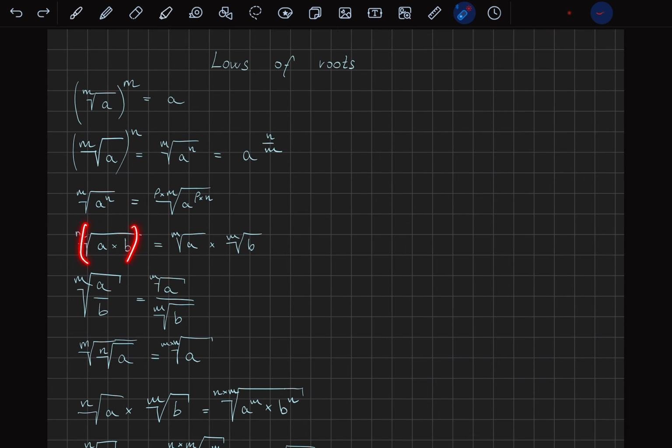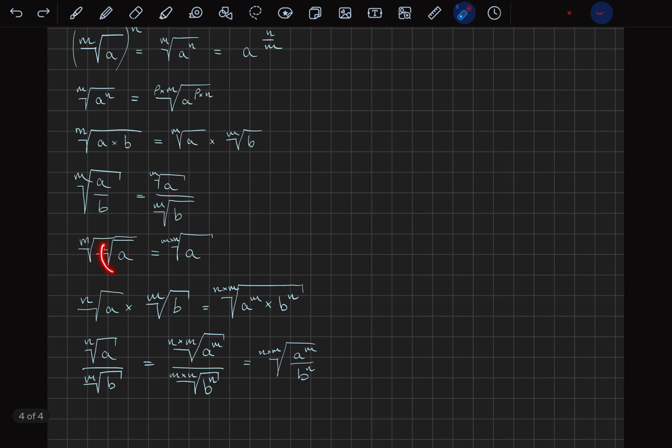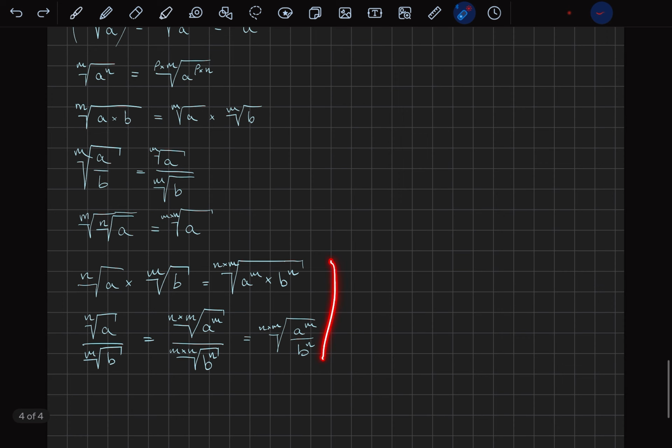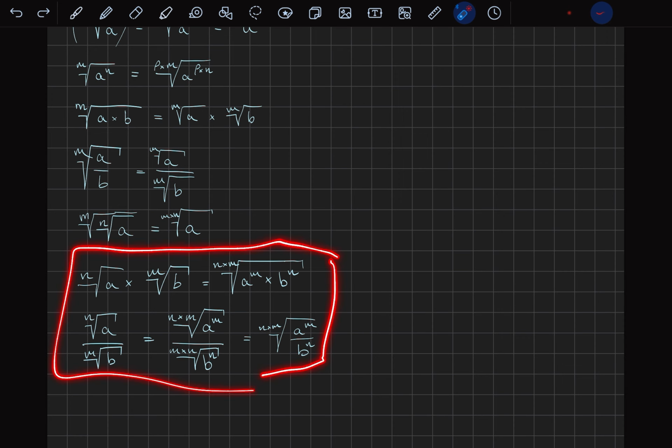Okay, it's like I have this 1 over m. I raise this a times b to the power 1 over m. It's the same. I raise a fraction to 1 over m. It's the same. I raise something to a power, a further power, it's the same. Just the powers, it's 1 over n times 1 over m. Okay, this is how it works. And this is something really special. We don't really often use this.